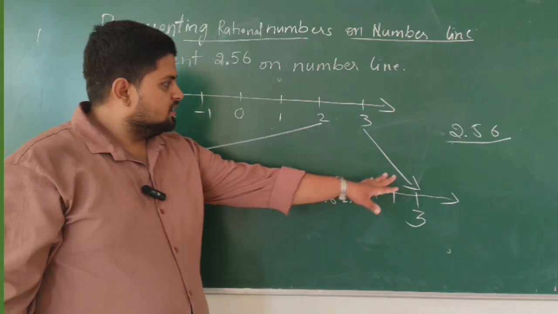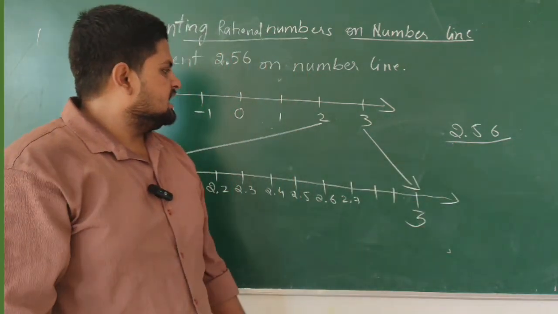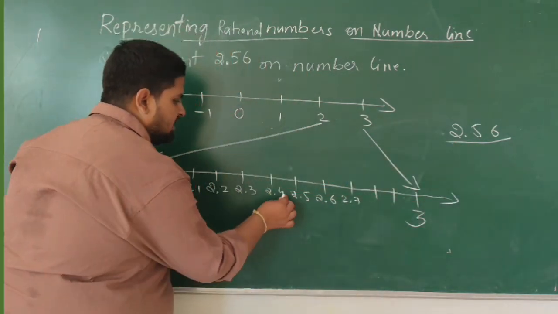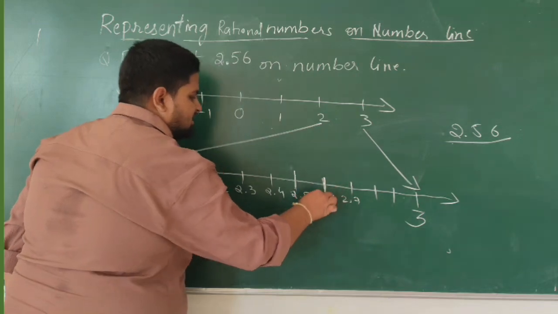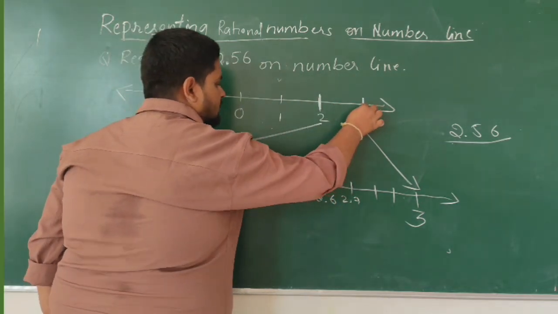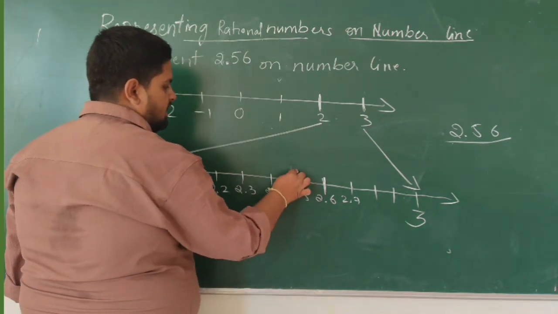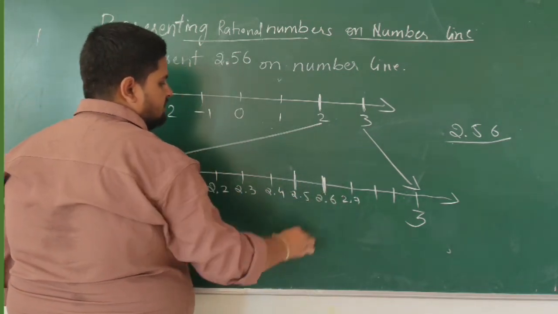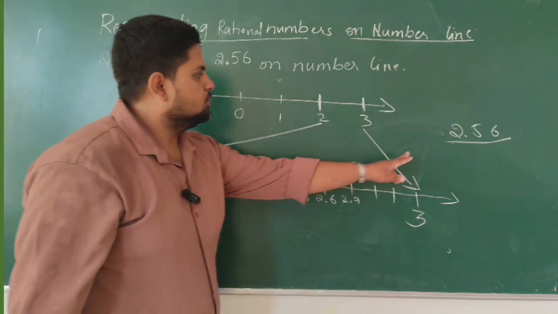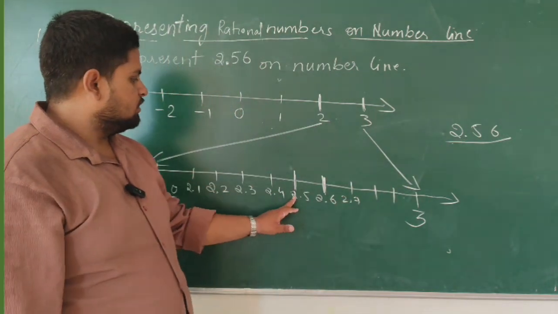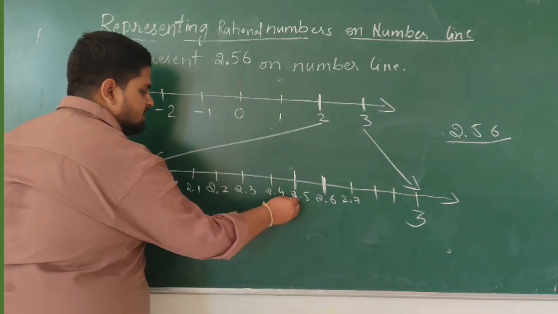So if you look at 2.56, you will get an estimation that it lies between 2.5 and 2.6. Here it lies between 2 and 3. If you are magnifying 2 and 3, you will get these many numbers in between, and here we are having 2.5 and 2.6. So 2.56 lies between 2.5 and 2.6. We will magnify this again.